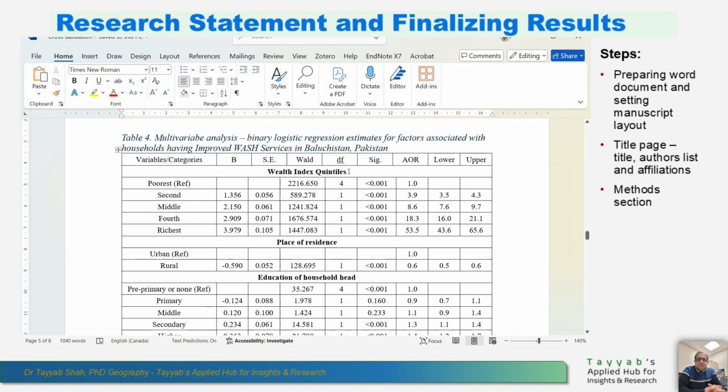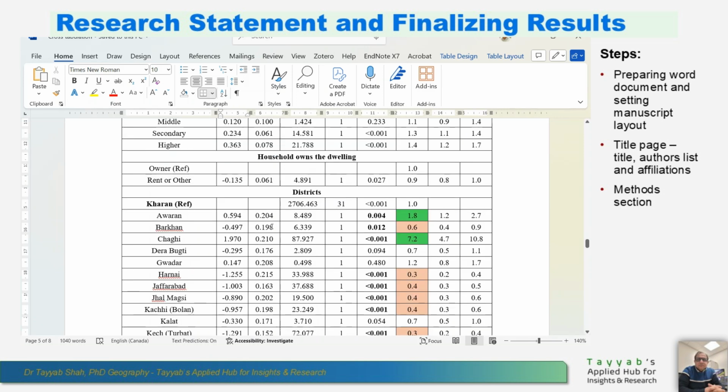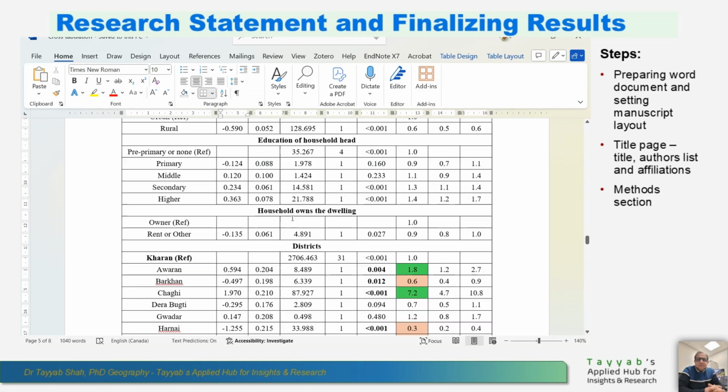Sometimes people don't use these values, and they only want the significance and the adjusted odds ratio with the lower and upper limit. So the last 4 columns are important, and we can continue with this table, or we can remove the first 2 or 3 columns, the coefficient values, standard error, and degrees of freedom, from the table. And then you can see it is a similar way.